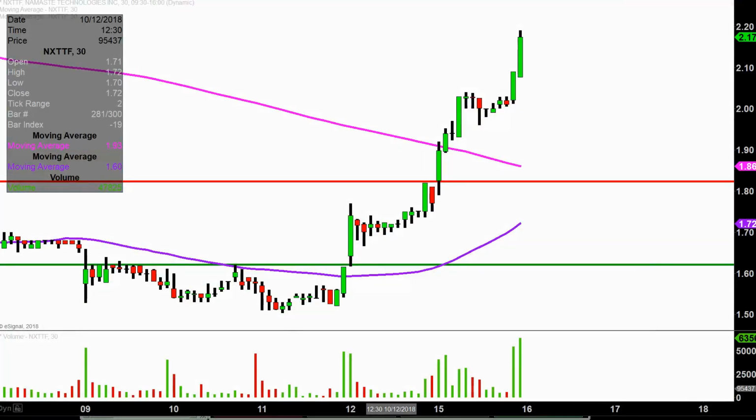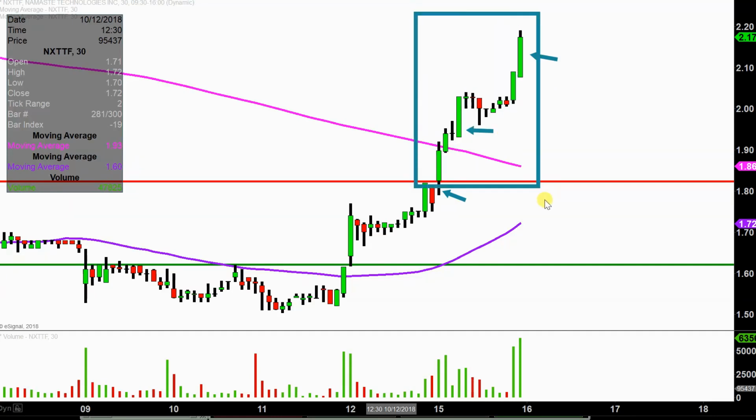Real quick, what do I mean by 30-minute, in case maybe you're new to charts? Instead of each one of these candlesticks here representing one day's worth of price action, which is what you would normally see, each one represents 30 minutes. So all this here may look like several days' worth of time, it's actually today's price action broken down into 30-minute time slices.